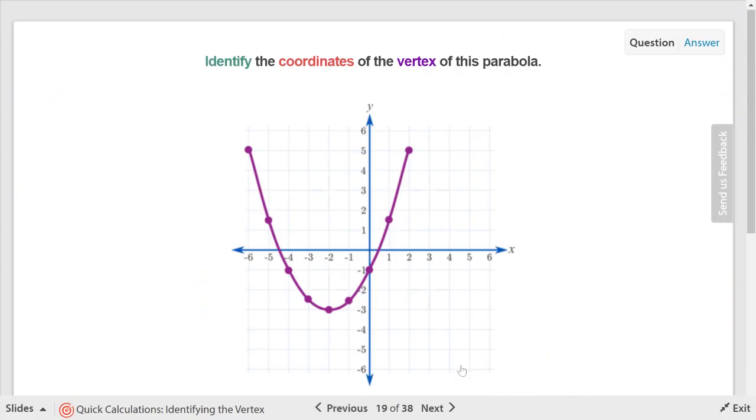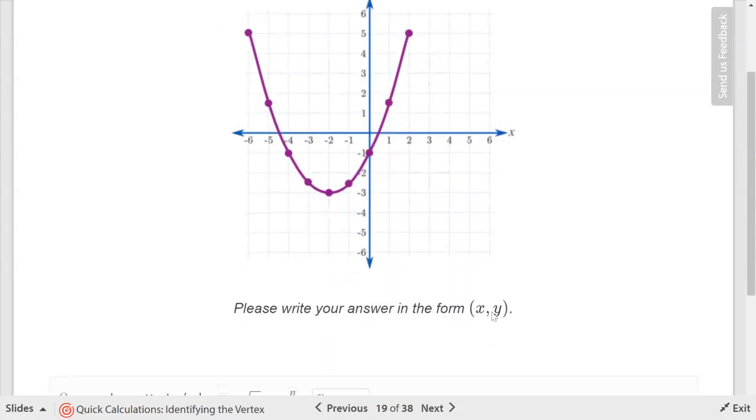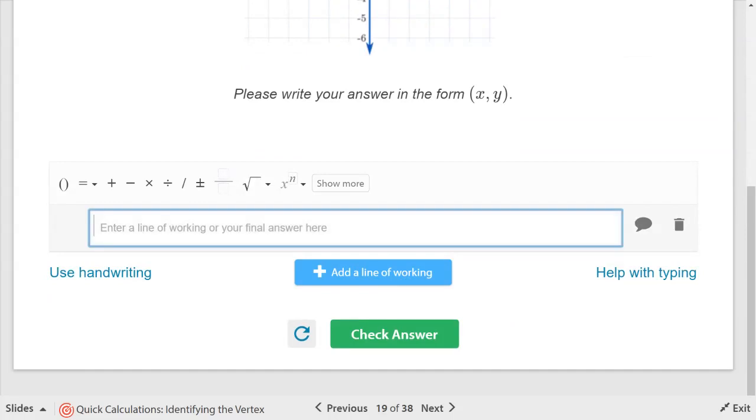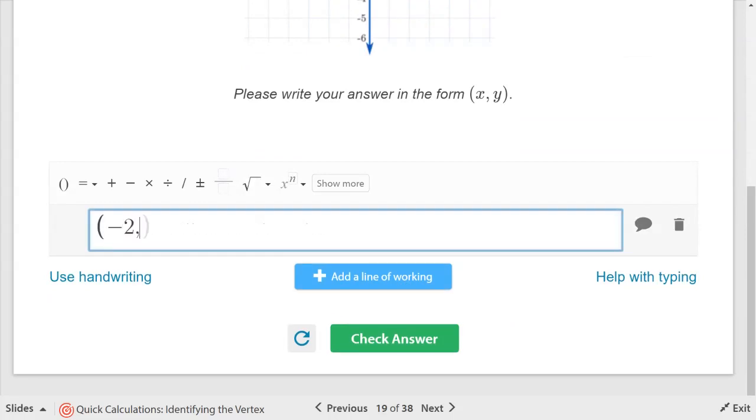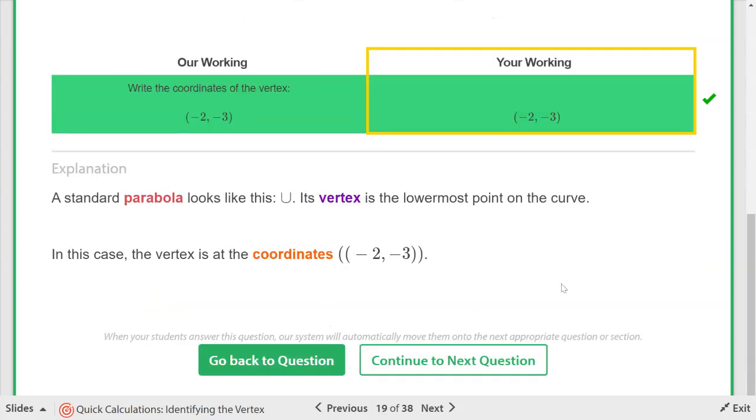Alright, identify the coordinates of the vertex of this parabola. Now to the left we have -2 and we have -3. We have both of them as negatives, a -x and a -y: (-2, -3). Let's check if it's correct. (-2, -3). If it's wrong, let's see. That's correct, so that's done.